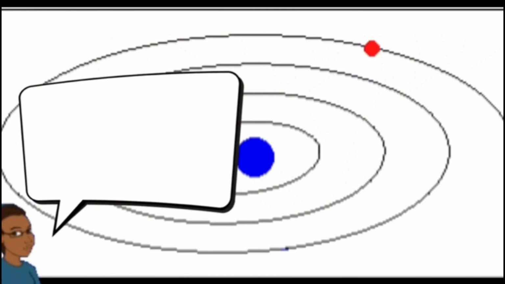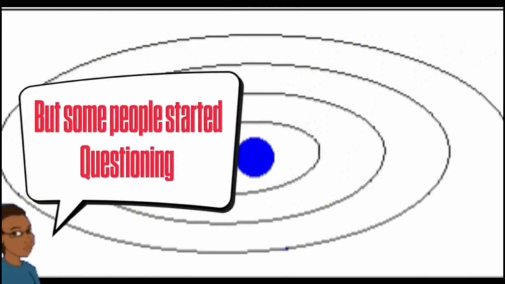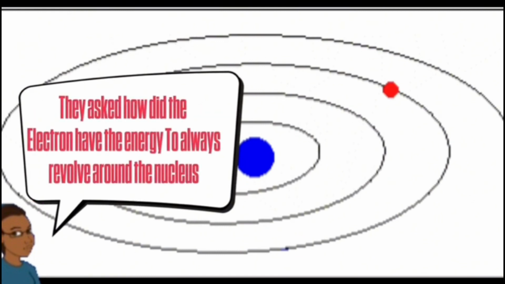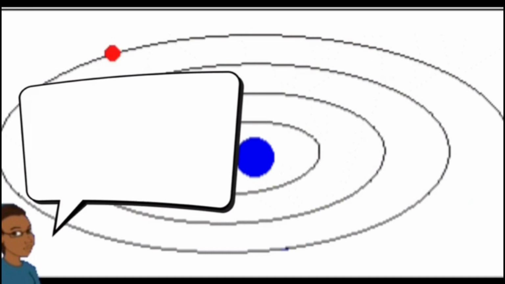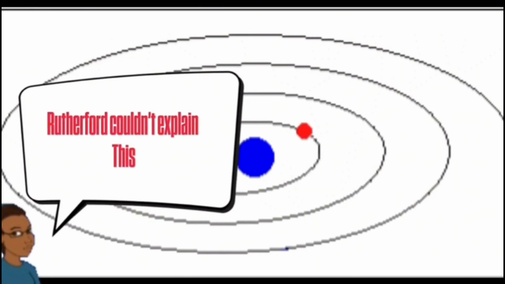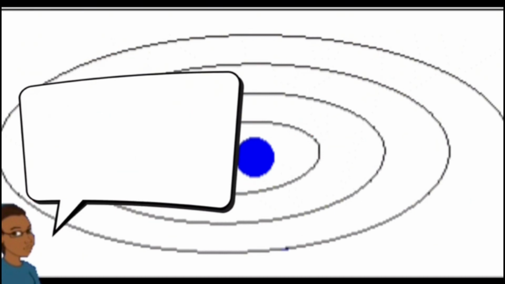Many people accepted his model of atom, but some people started questioning. They asked how do electrons have the energy to always revolve around the nucleus. Rutherford couldn't explain this.